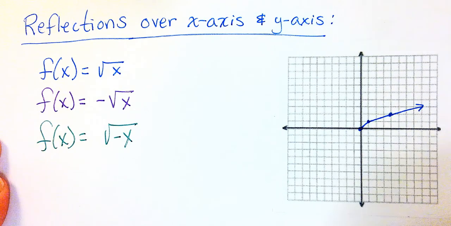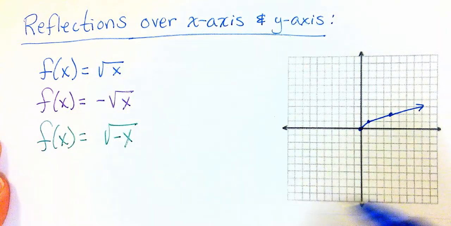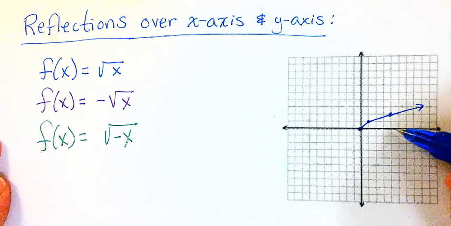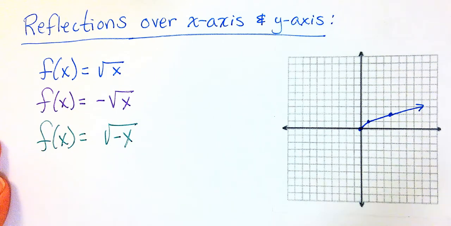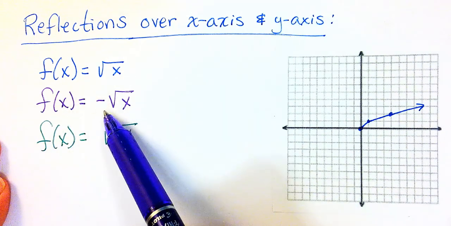If you don't know how to sketch this, remember you can just plug in numbers, take the square root, and get the points there. The reason I did 4 was because that's a perfect square. Now let's look at the purple. f of x equals negative square root of x.